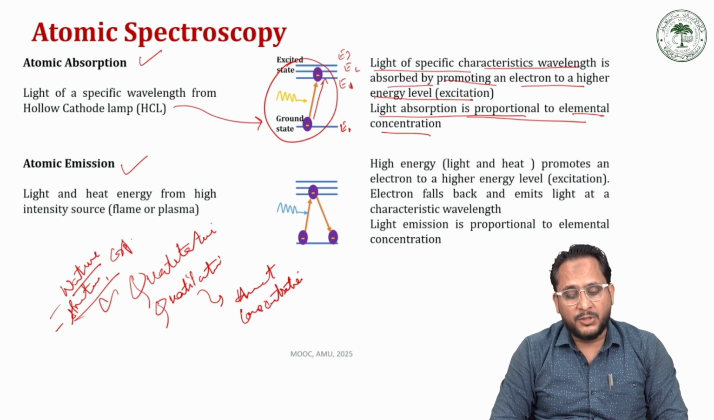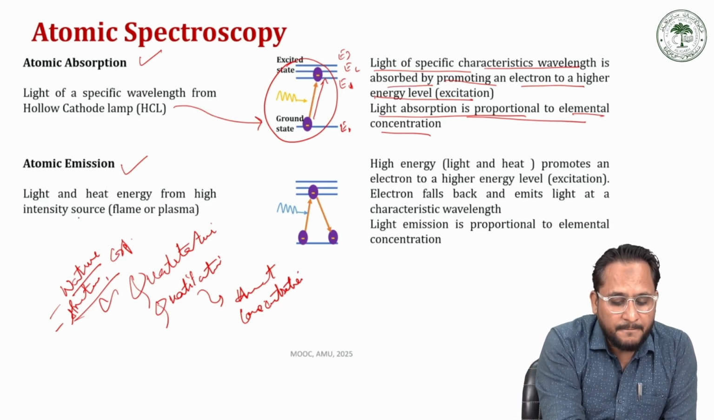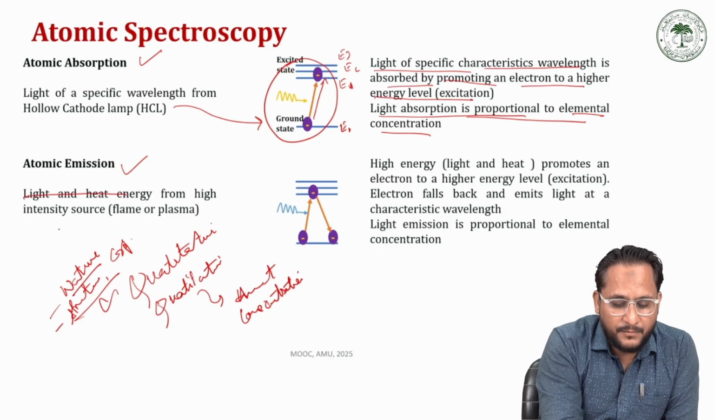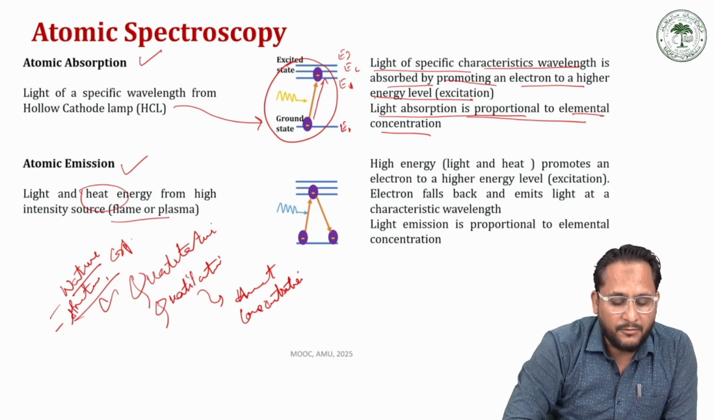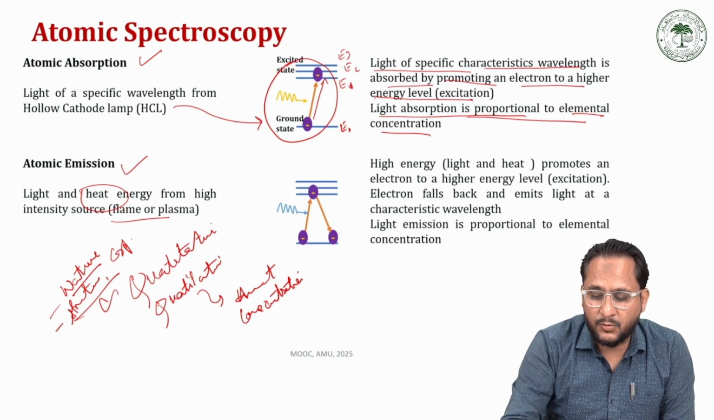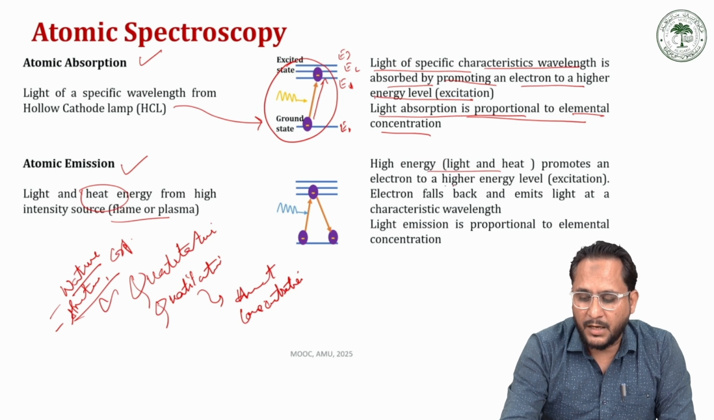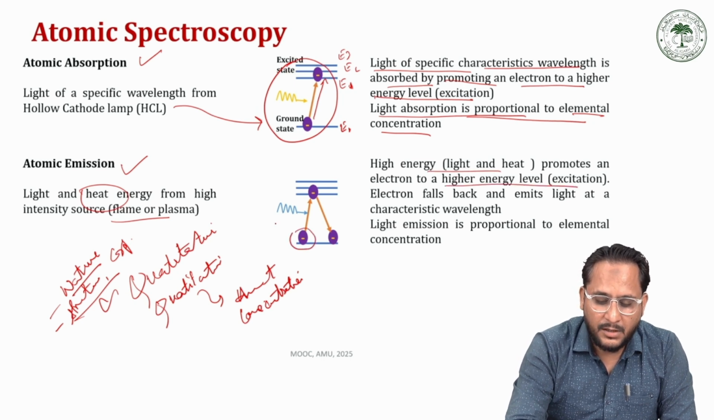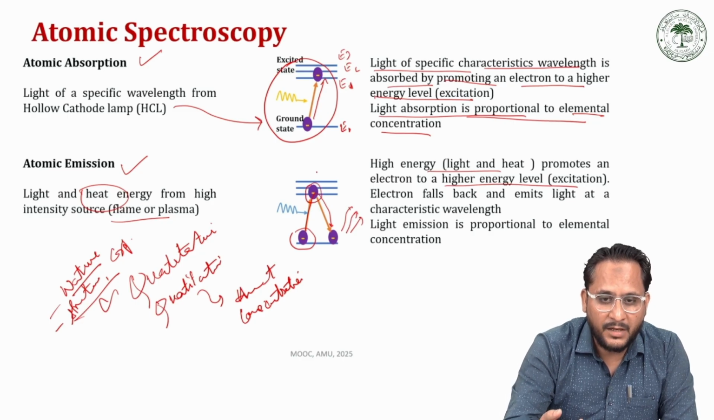Then we have atomic emission spectroscopy. In atomic emission spectroscopy, we do not need a light source. We need a heat source which is provided by a flame or a plasma, and this heat source causes the atoms to excite and their electrons are promoted to the next higher level. Upon absorbing energy in the form of heat, they are promoted, and when they return back, they emit light, because in this excited state they have higher energy.